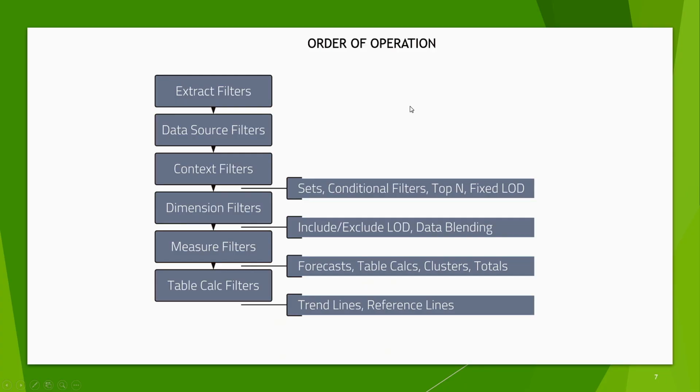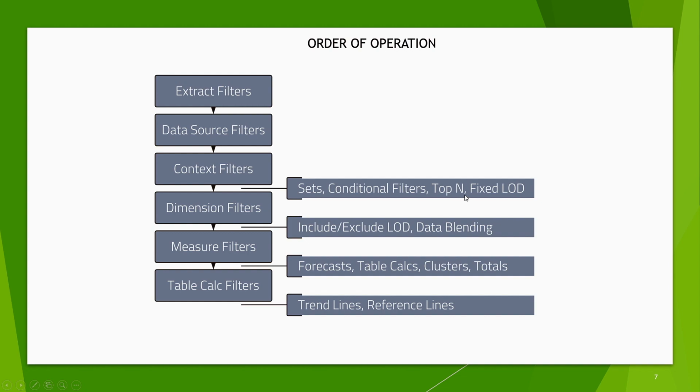And I will quickly go through the order of operations. That is really important when we talk about filters. Extract filters run at number 1, followed by data source filters, then context filters. After that, all the set, conditional filters, top 10, and fixed LODs run. When we were looking at the previous example with top 10 or top 3, it was running first and then the dimension filter was running. But we wanted the order to be different. So we converted the dimension filter into a context filter so that it runs first and then the top n values are run.